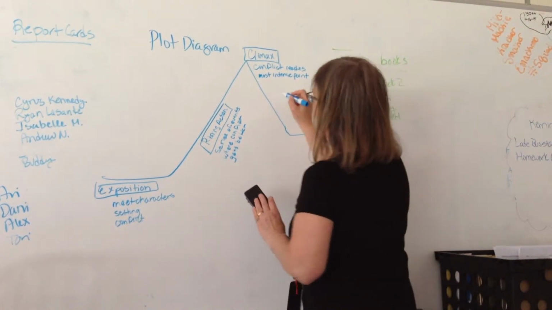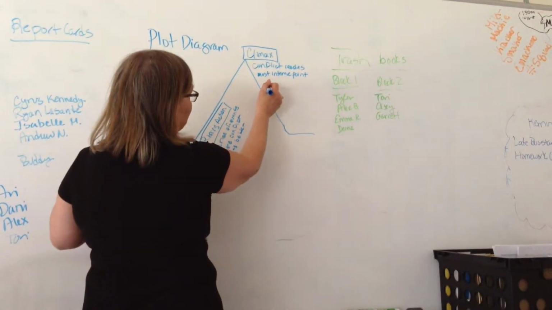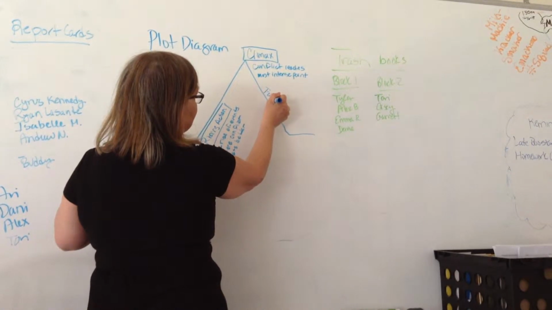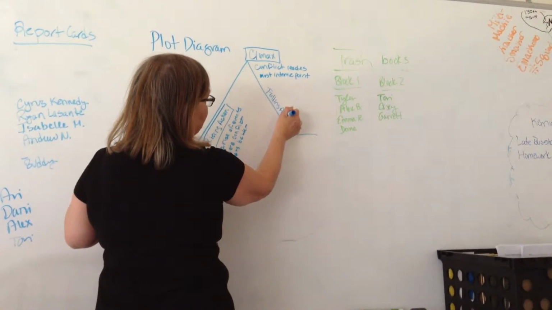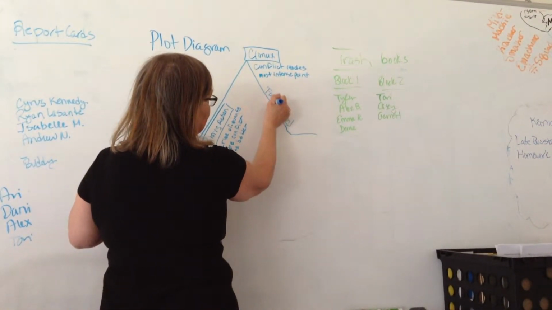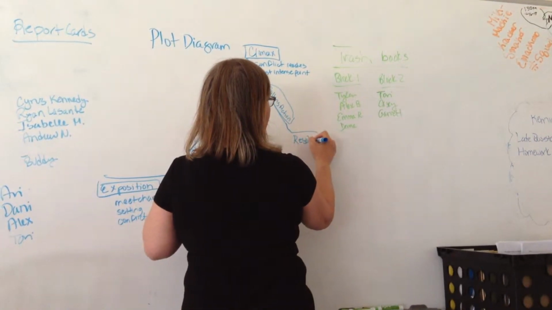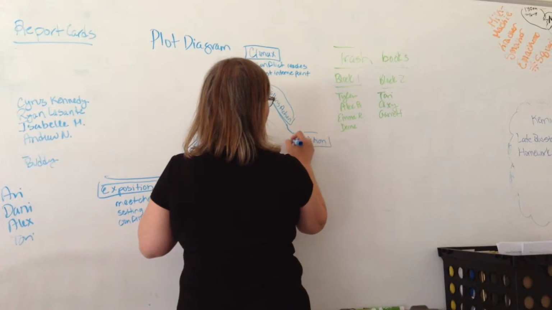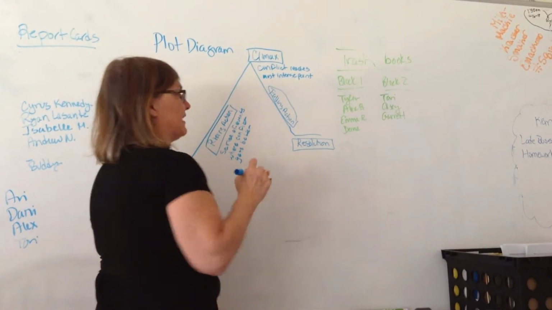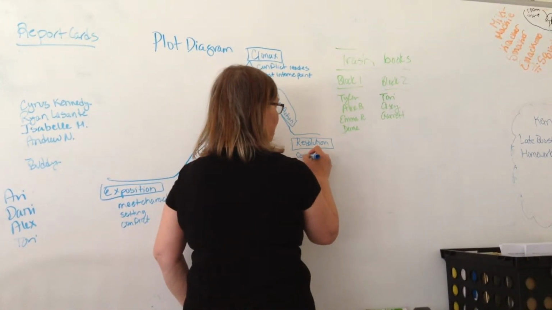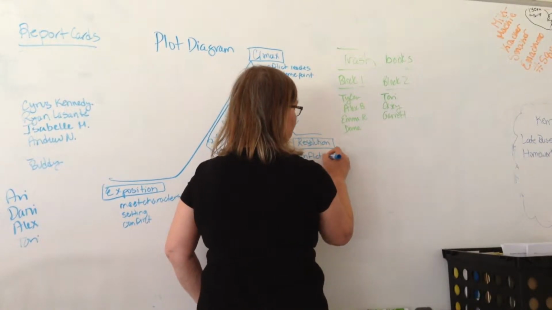Next you have the falling action. And the falling action is the series of events where things kind of fall into place, get tied up, and it leads to the resolution. The resolution is when the conflict gets solved or accepted. So it's not always a happy ending.